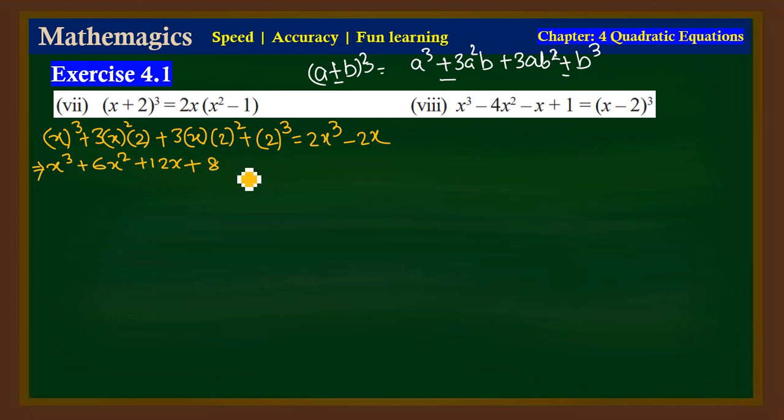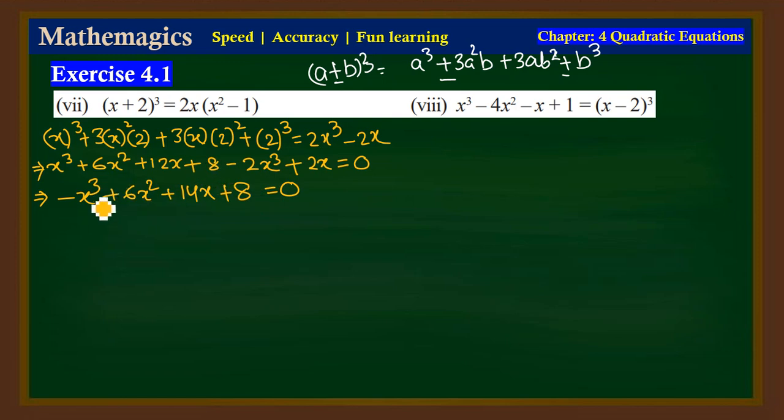So 2x cube, I'm taking it to this side, that will become minus 2x cube. Minus 2x will come this side, that will become plus 2x. And the final result is equal to 0. This implies x cube and minus 2x cube, the answer becomes minus x cube. 6x square is alone, there are no such terms, that's why we write 6x square. Now the x term, this is 12x and this is 2x, the total is 14x. Now the number, only one number is there, that is plus 8, equal to 0.